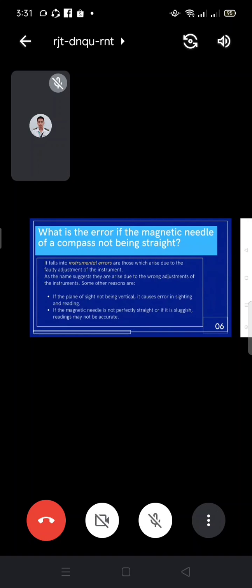What is the error if the magnetic needle of the compass is not straight? Instrumental errors are those which arise due to faulty adjustment of the instrument. As the name suggests, they arise due to wrong adjustments of the instrument. Some other reasons are the plane of sight not being vertical. This causes error in straight reading. If the magnetic needle is not perfectly straight or if it is sluggish, readings may not be accurate.